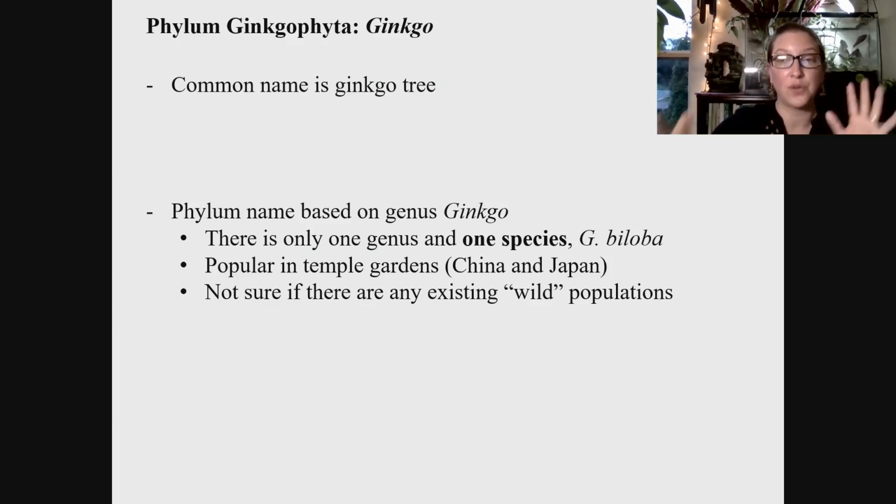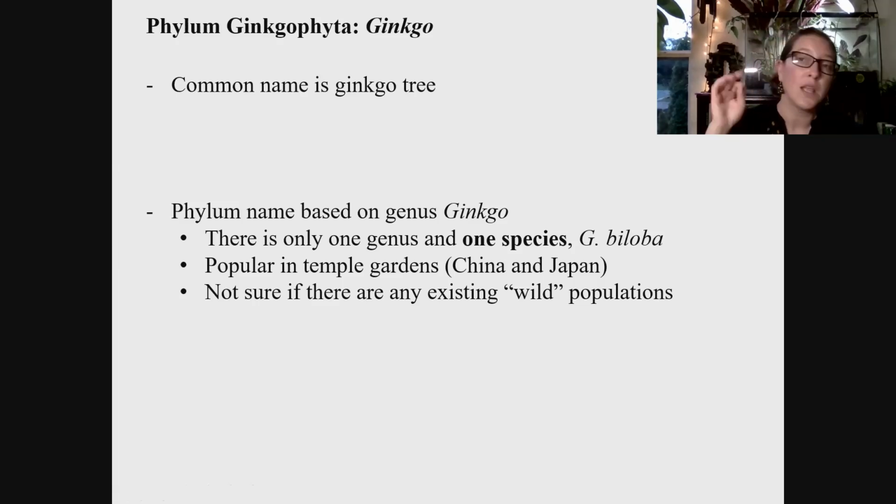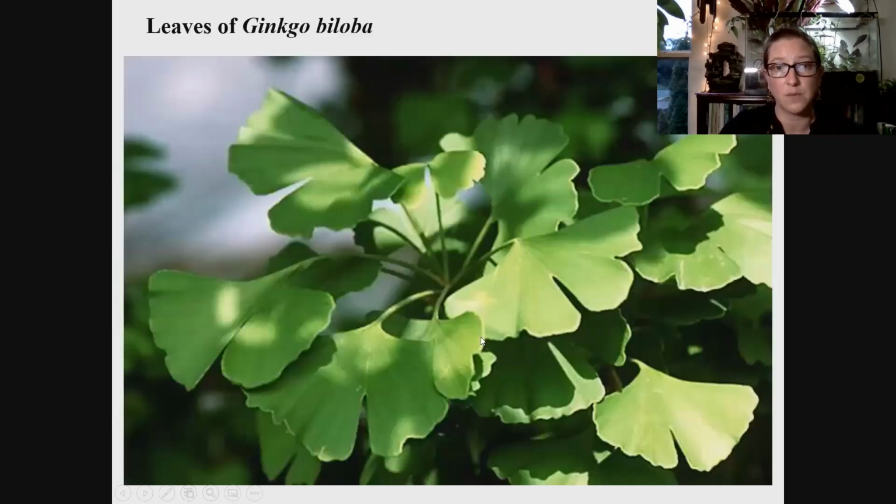Interestingly, you have this whole phylum of plants, and in that whole phylum there's only one genus and there's only one species. So there's only one member of ginkgo left, and it's Ginkgo biloba, but ginkgo is fine for us. Very popular in temple gardens, and although it's a very common street tree and planted in gardens, we are not really sure if there's any remaining wild populations. It's planted all over the world, but I don't think there's any wild populations left, just cultivated.